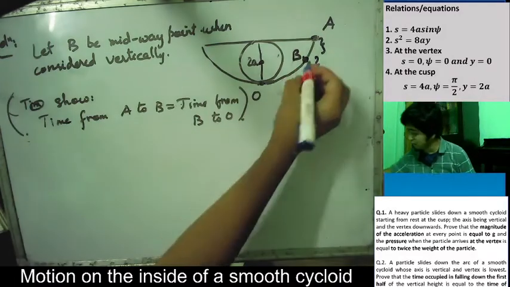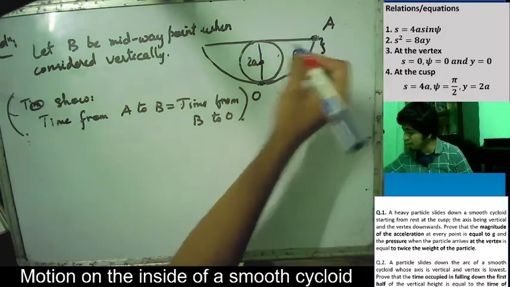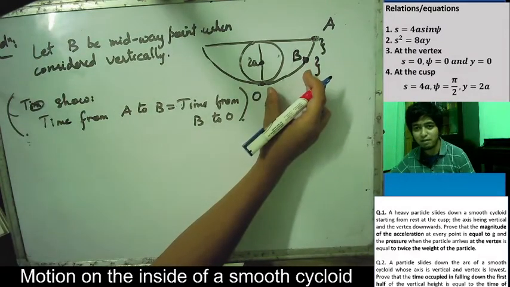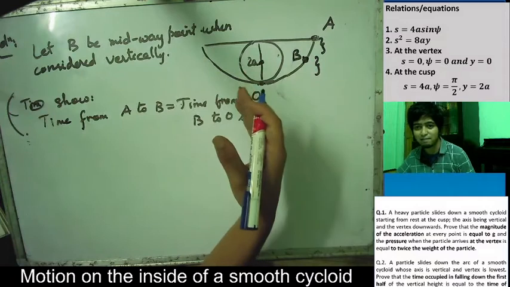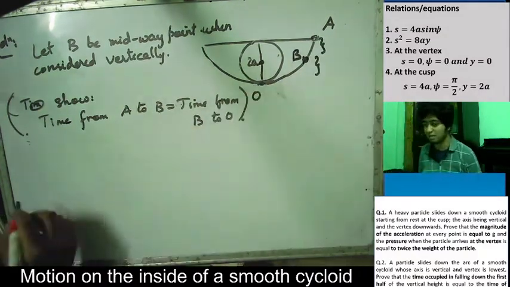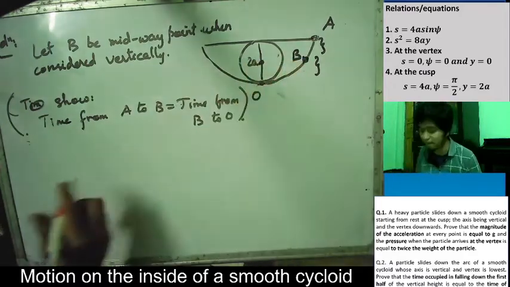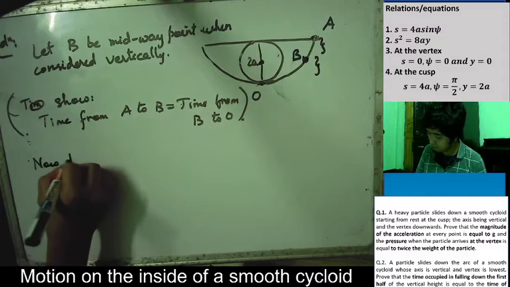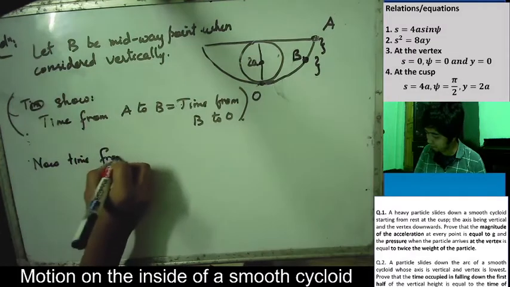So now what can we do? We can calculate the time from A to B, and then calculate the time from B to O separately, or we can do something else. What we can do is calculate the time from A to O first, and then we can just subtract. Now, time from A to O.